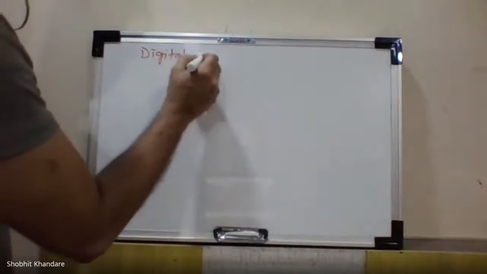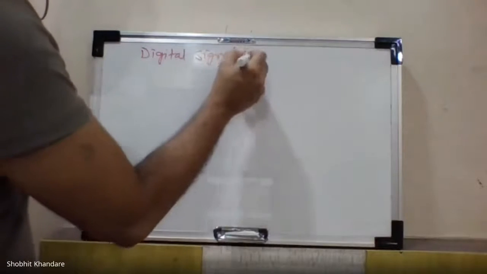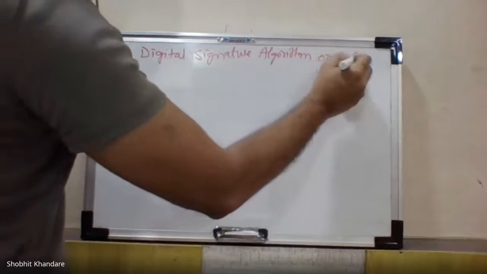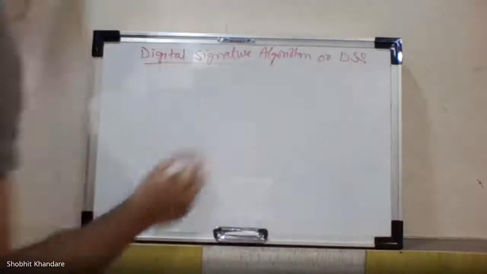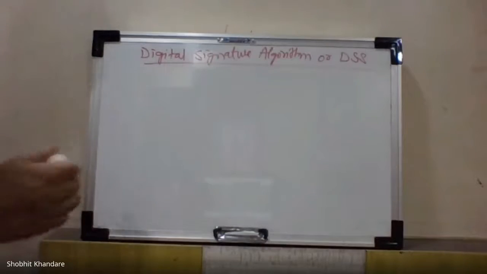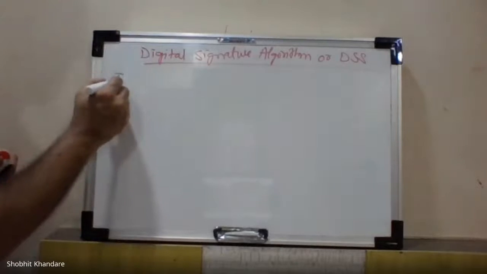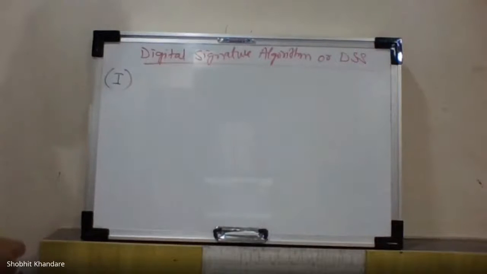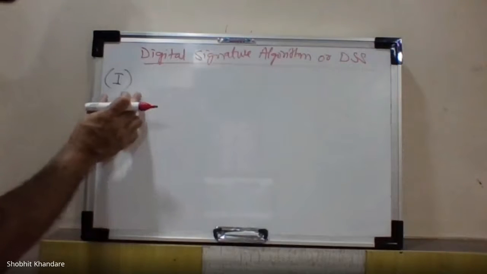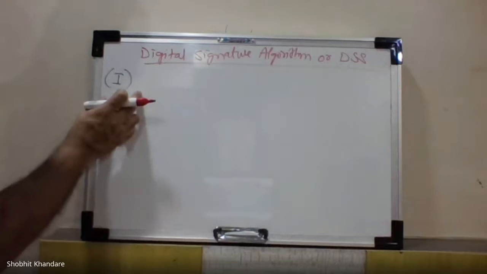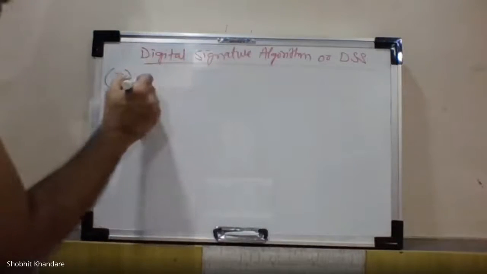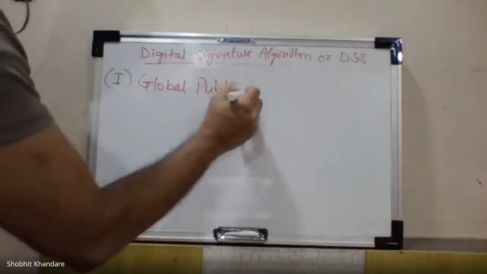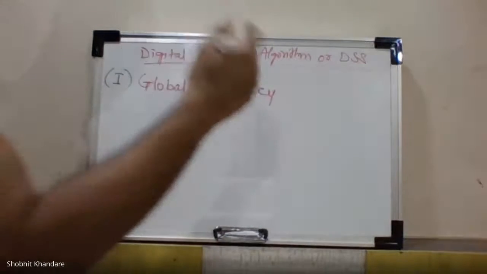So write down digital signature algorithm or DSS. DSS stands for digital signature standard. Write down number 1, in Roman numeral 1. Now in this number 1, we have to get the global public key component.